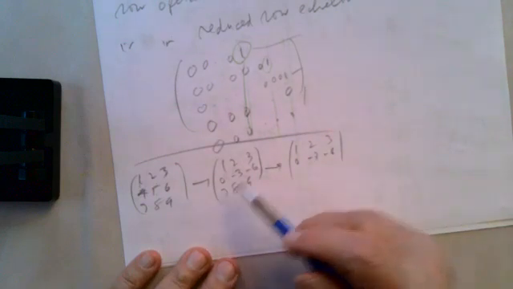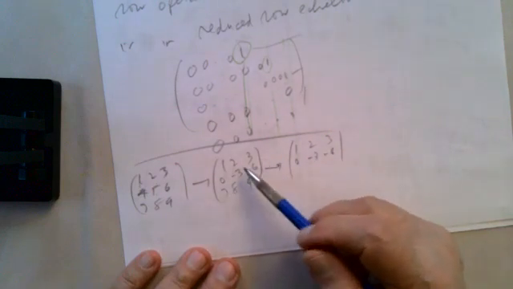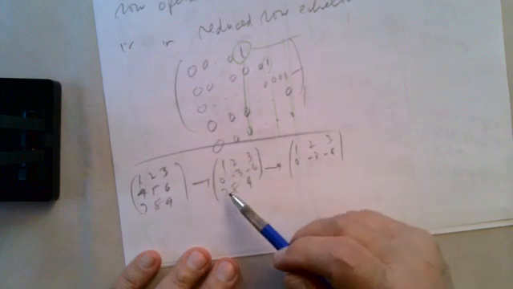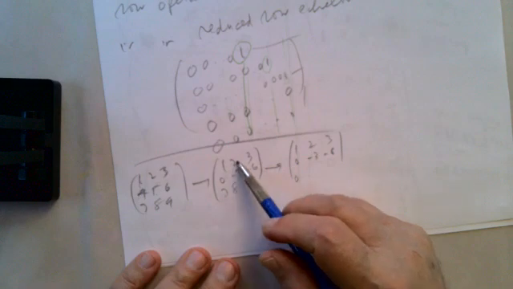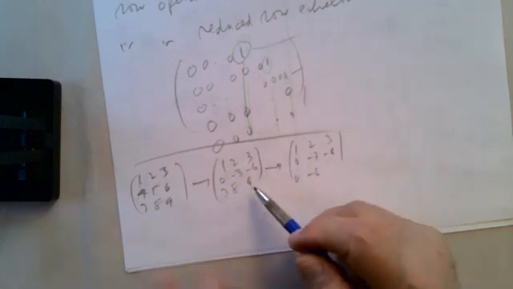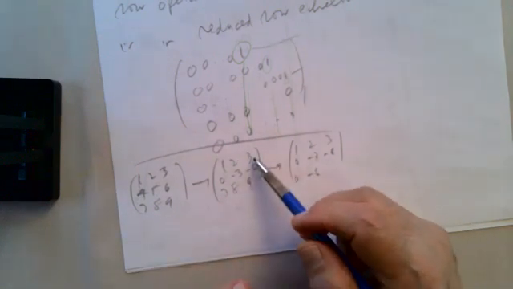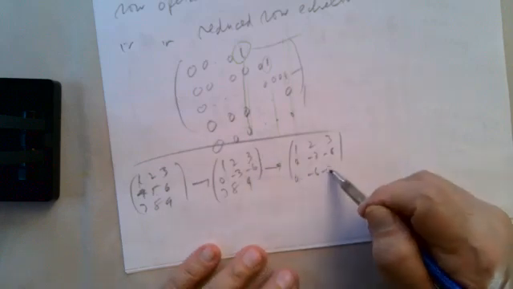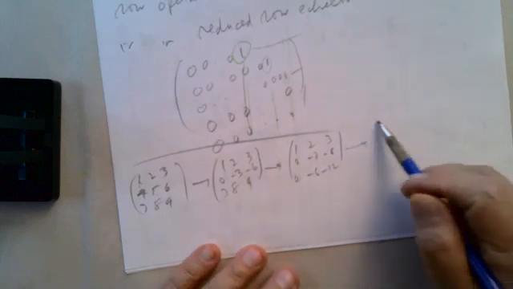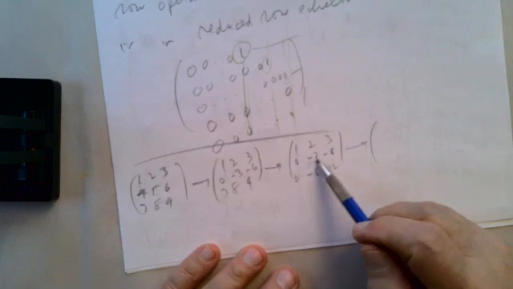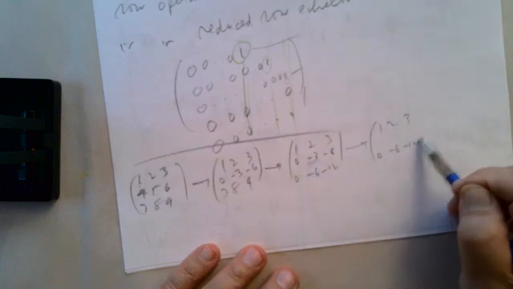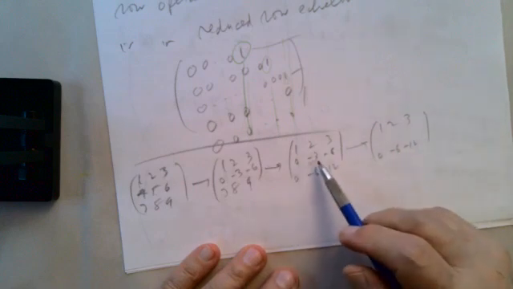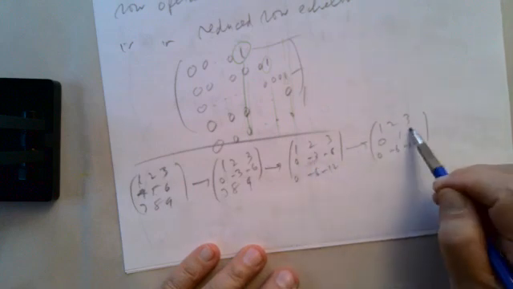Then you want a 0 here. So you take the third row minus 7 times the first row. 7 minus 7 is 0. 8 minus 14 is minus 6. 9 minus 21 is minus 12. Then you want this to be a 1. So I could multiply this row by minus a third. I get 0, 1, 2.